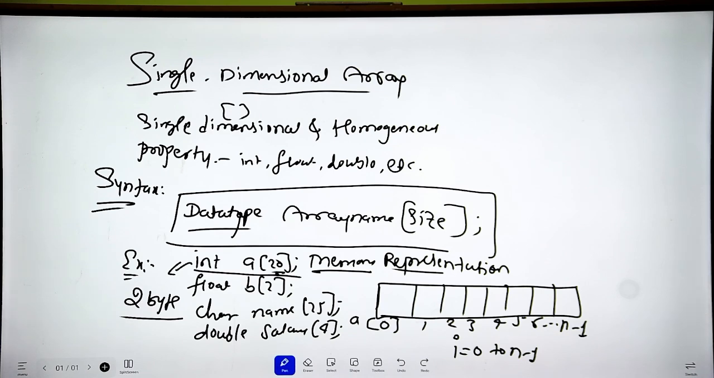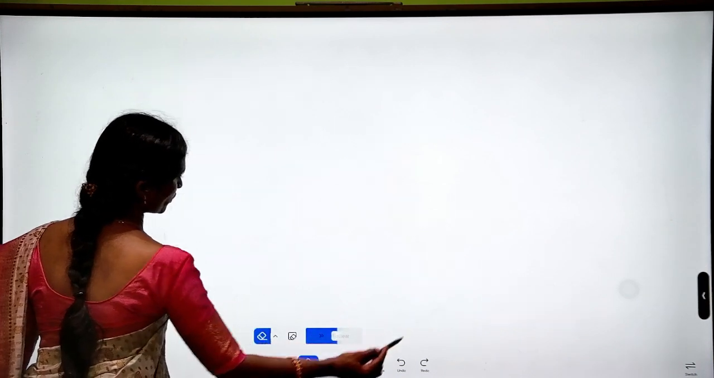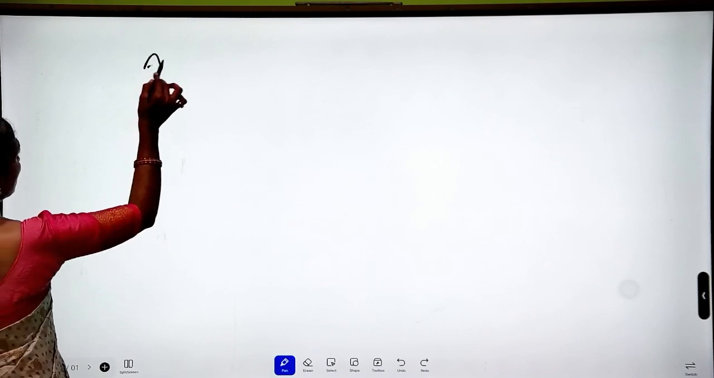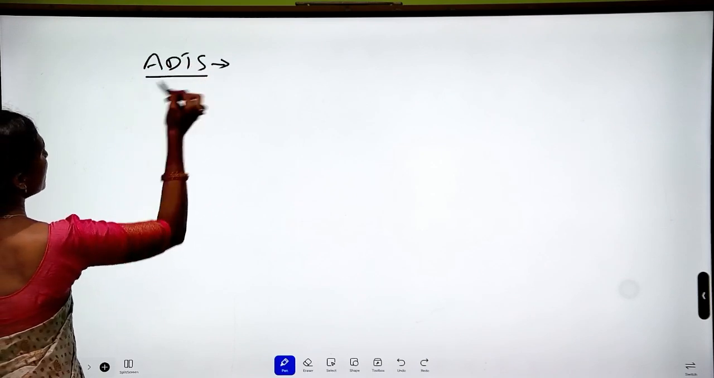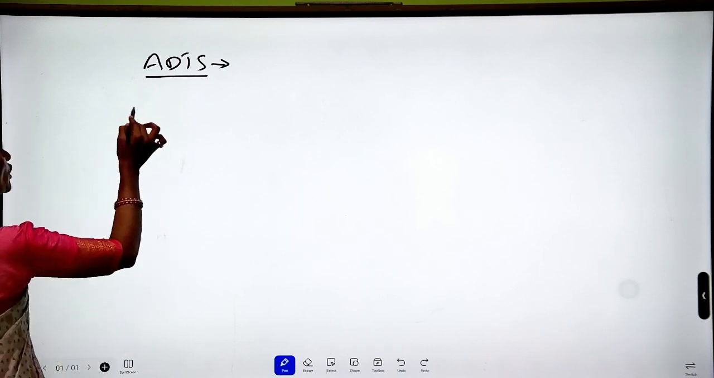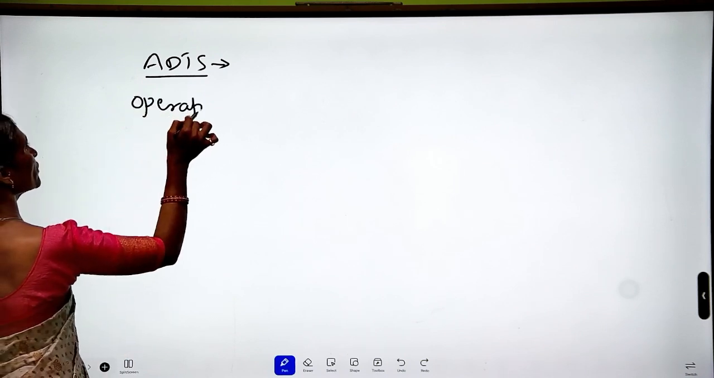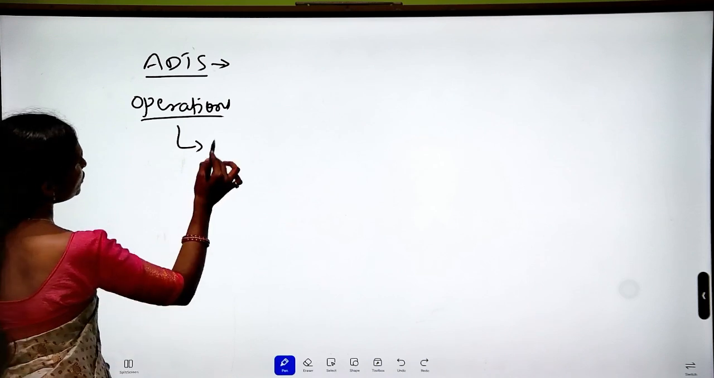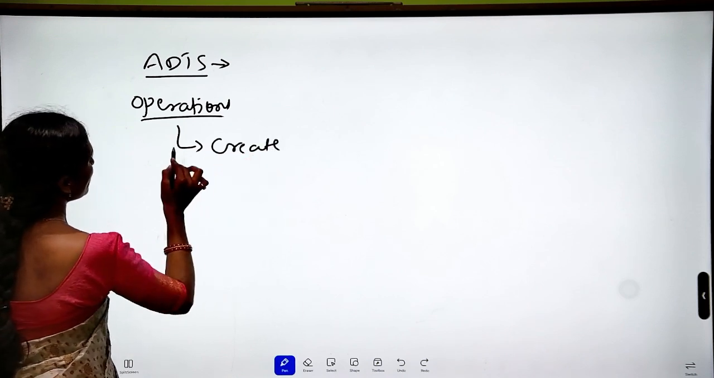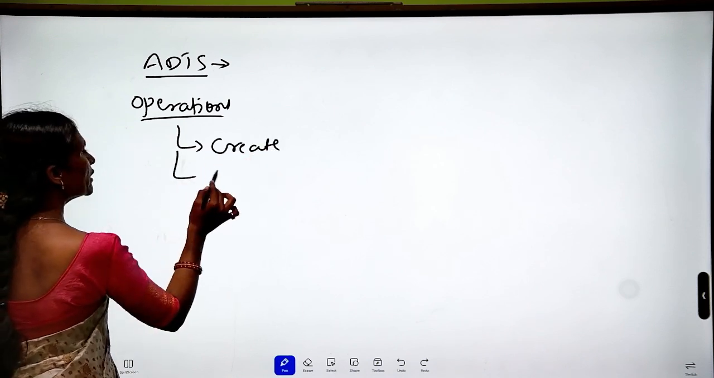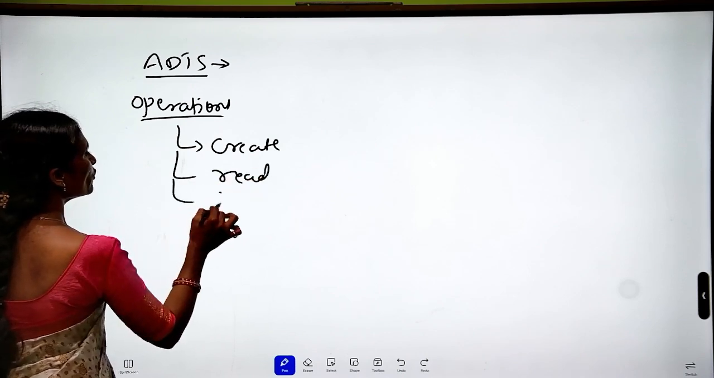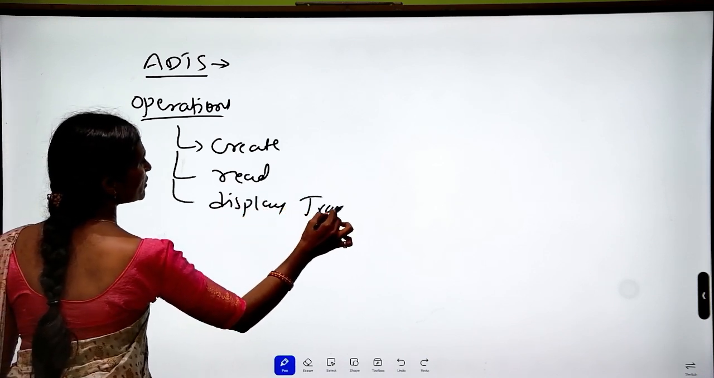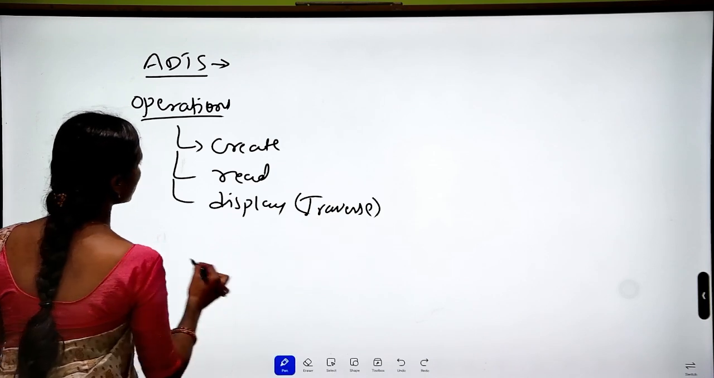So, let's take an example. What are the ADTs we can perform on the array? What is an ADT? Abstract data type, or operations which we can perform on the array. The first operation, we need to create the array. Then we are going to read the elements into the array. We can traverse the array, which is called display, or traversing the elements from the array.